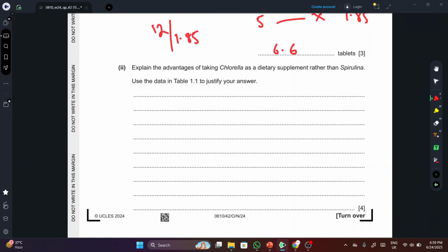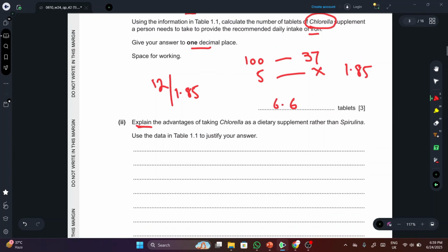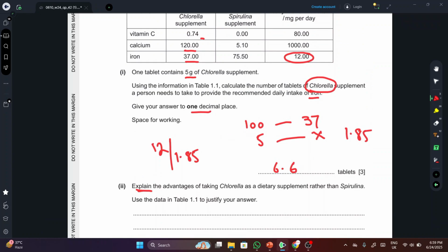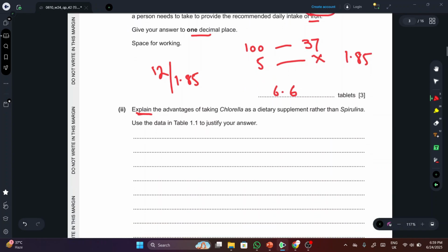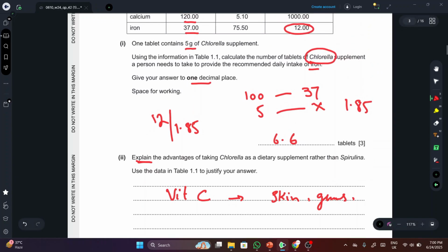Explain the advantage of taking chlorella as a dietary supplement. The question is not describe, it's explain. You have to mention why you will prefer to use the first one as compared to the second one. You can see it have a lot of vitamin C. Then here in the explanation you will write that it contains vitamin C, and why we need to take it. The vitamin C is needed for, so why it is needed? For your skin, for your gums, for your connective tissues. So that's why the vitamin C is needed.